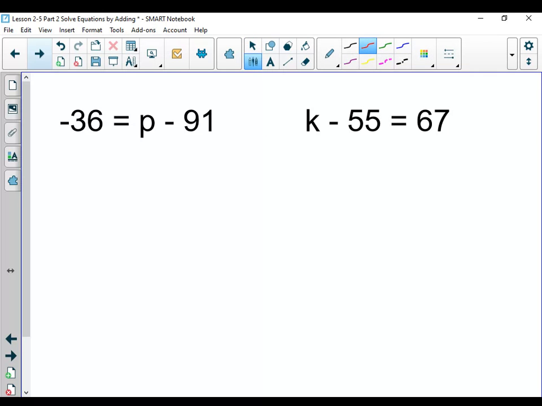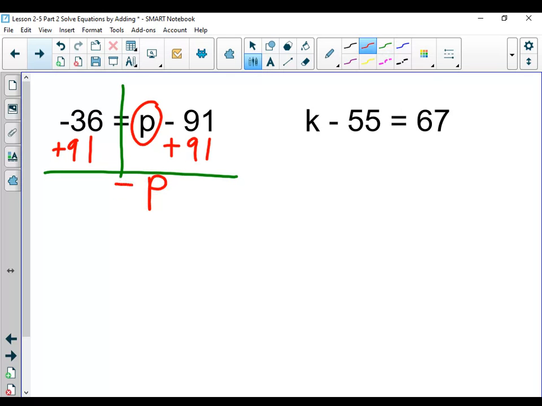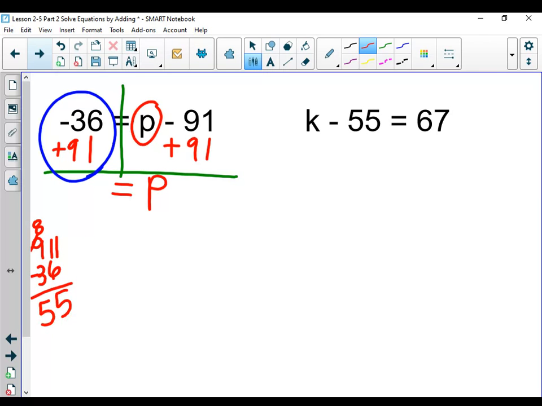Speed version. Get p by itself. Add 91 to both sides. What's both sides? Both sides of the equal sign. p is alone. I know I said I was going to add, but when there's a positive and a negative, I'm not actually going to add. I'm going to subtract. Do a side problem, because I can't borrow well in my head. More positives win that battle.